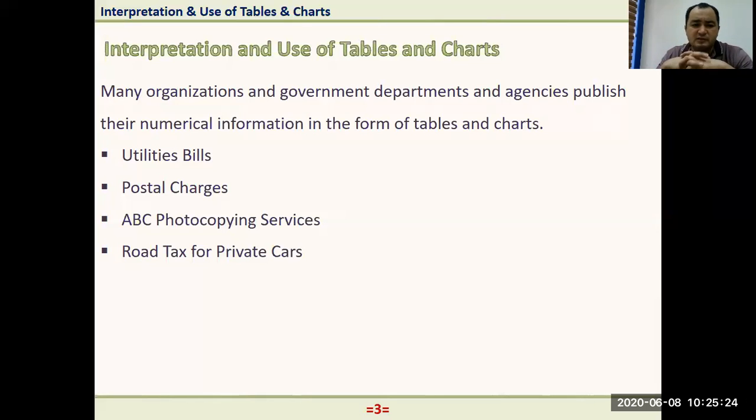Once again, you should not think like this: utilities bills, I don't have to know how to calculate this. It just comes, they send it to our house. I know the total bill and I can pay.